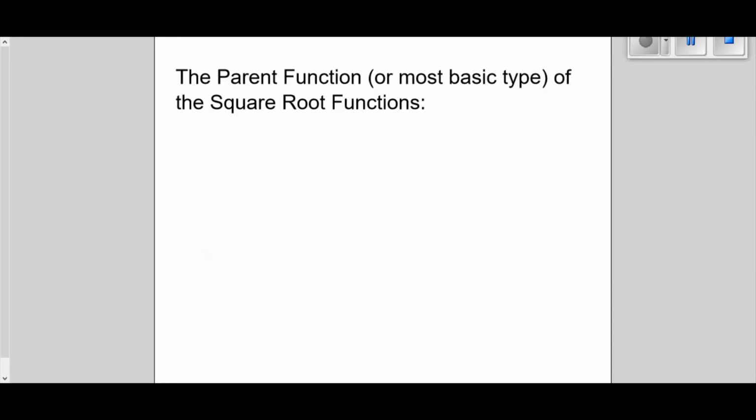So the parent function, or the most basic type of square root function, is the function f of x equals the square root of x. All the other square root functions are just transformations of the square root of x function. Some of them might be moved up, down, left, right, stretched, or compressed. And we saw those transformations before. But the focus of this video is just to understand, what do these square root functions look like?